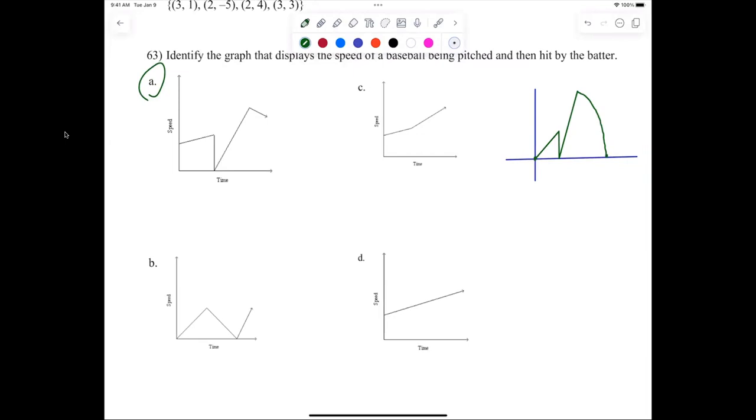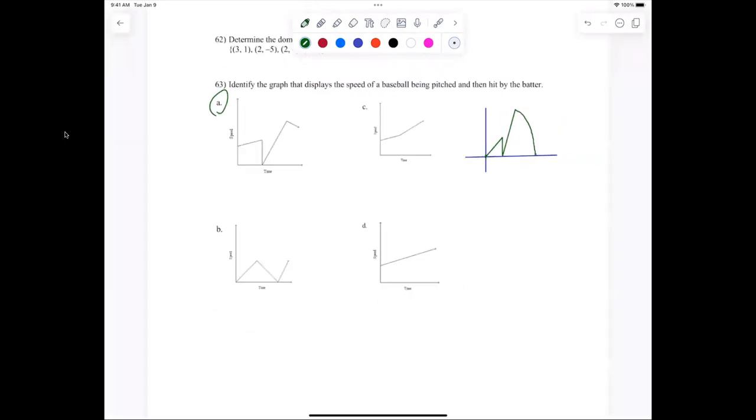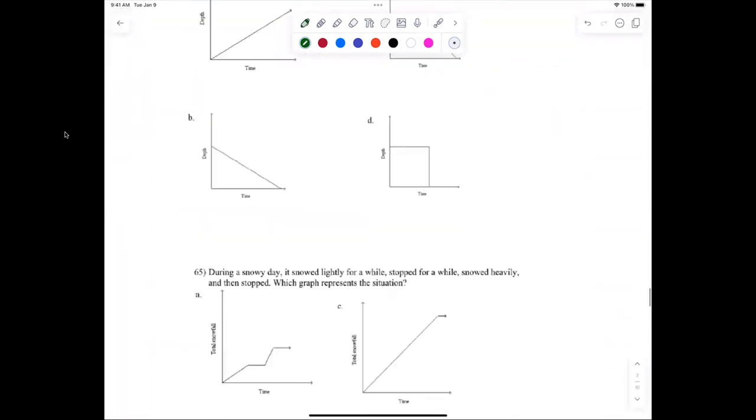I don't like the way they just leave it open-ended. All right, Mr. Williams, that was good to know that the ball is 0 when it hits the bat. All right, very good. Let's check out 65.